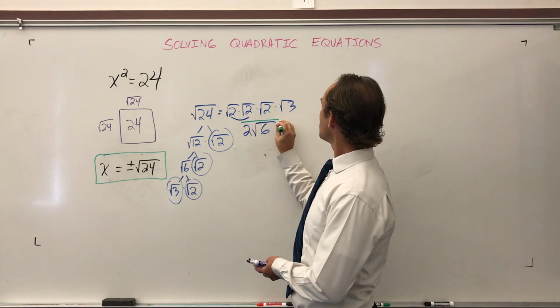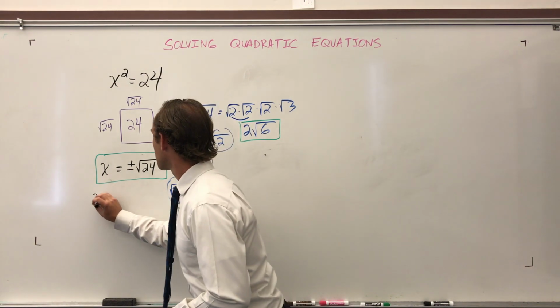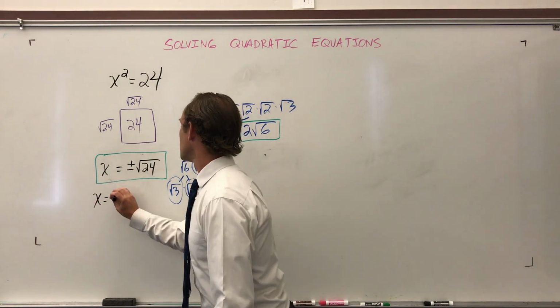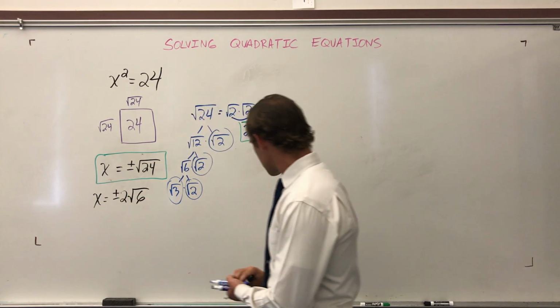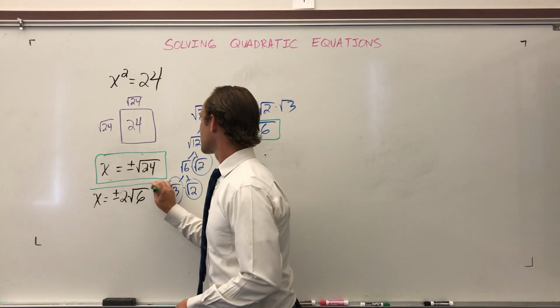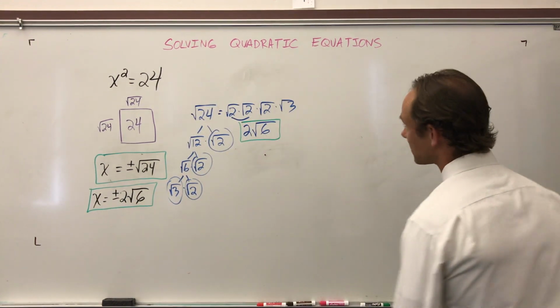And there we go. So really what our answer is going to be, it's going to be x is equal to plus or minus 2 root 6. And this is really the one you're going to want to end with. Okay, that's the one you're going to want to end with.